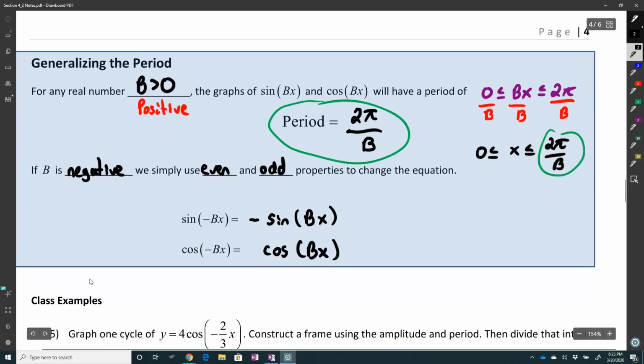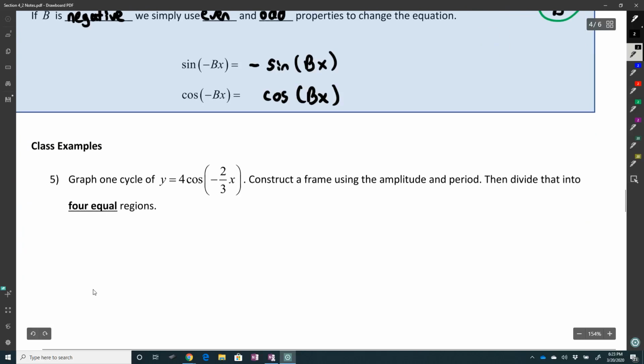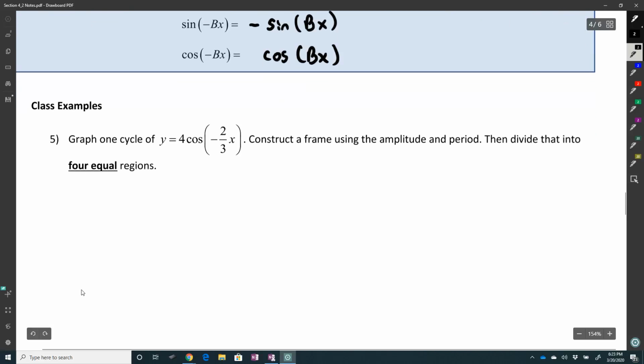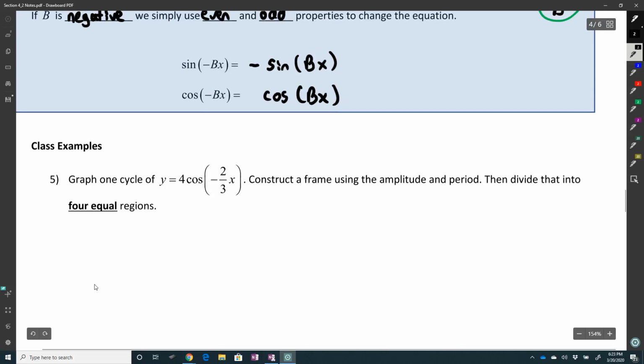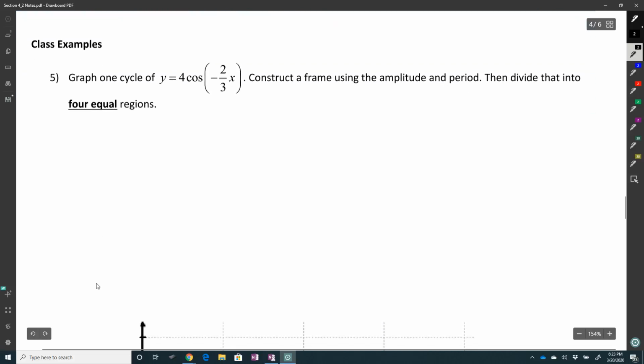All right. So let's do an example. I'm going to do this one, and then I'll leave the next one for you to work on your own. But anyway, this says graph one cycle of 4 cosine of negative 2/3 x, construct a frame using the amplitude and period, and divide it into 4 equal regions. So again, this part is how we're going to be graphing things now.